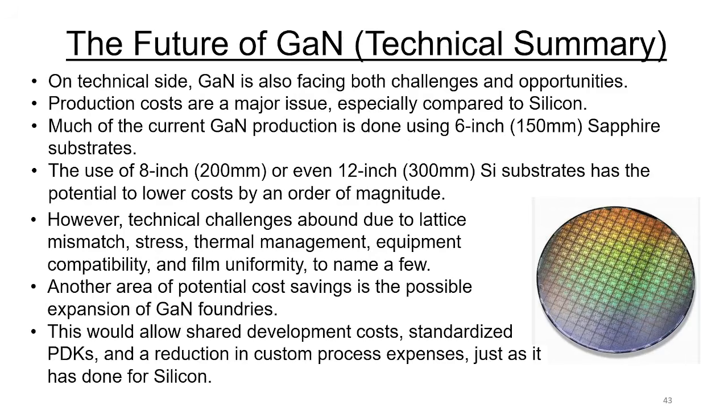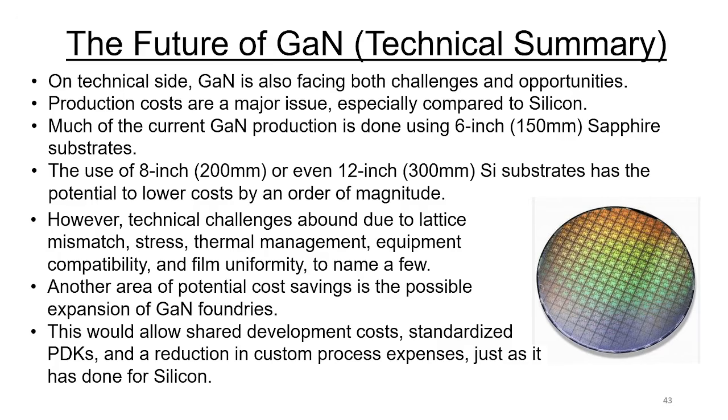On the technical side, gallium nitride is also facing both challenges and opportunities. Production costs are a major issue, especially compared to silicon. Much of the current gallium nitride production is done using 6-inch, that's 150 millimeter sapphire substrates. And the use of 8-inch, 200 millimeter, or even 12-inch, 300 millimeter silicon substrates has the potential to lower costs by an order of magnitude, and this would be a big advance.